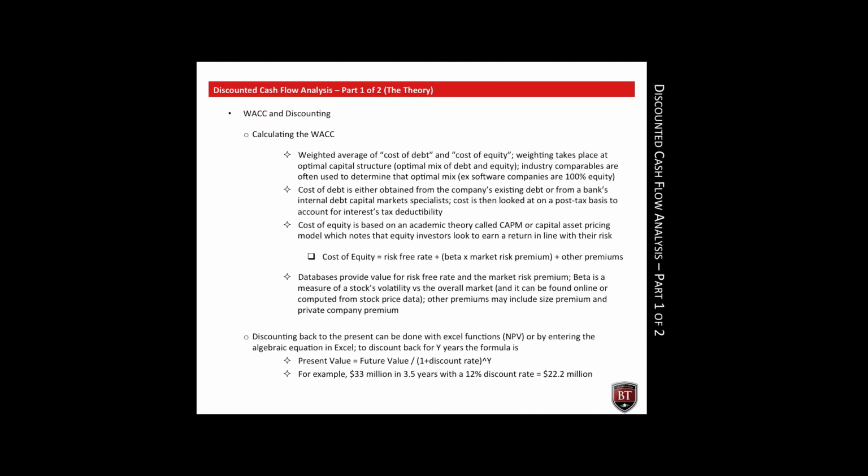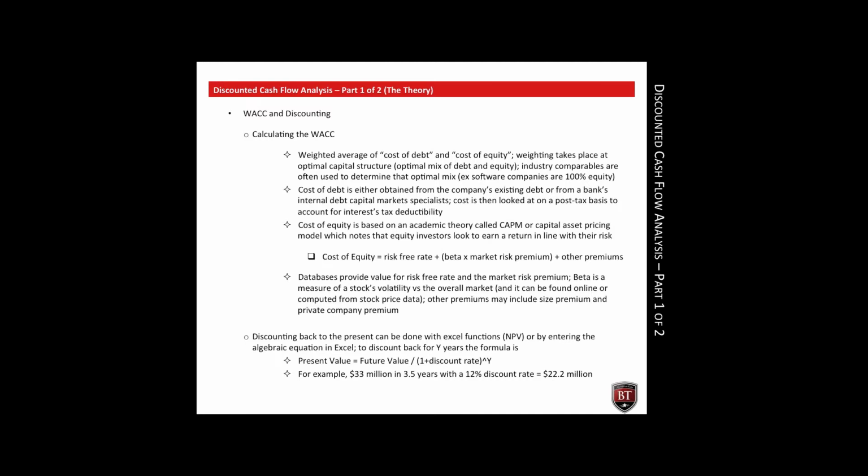For example, for a software company, you pretty much know the optimal mix is all equity because they have a lot of trouble borrowing. Whereas an industrial and manufacturing company might be optimally mixed at 60% debt and 40% equity. So it just really depends upon the industry that one's in.